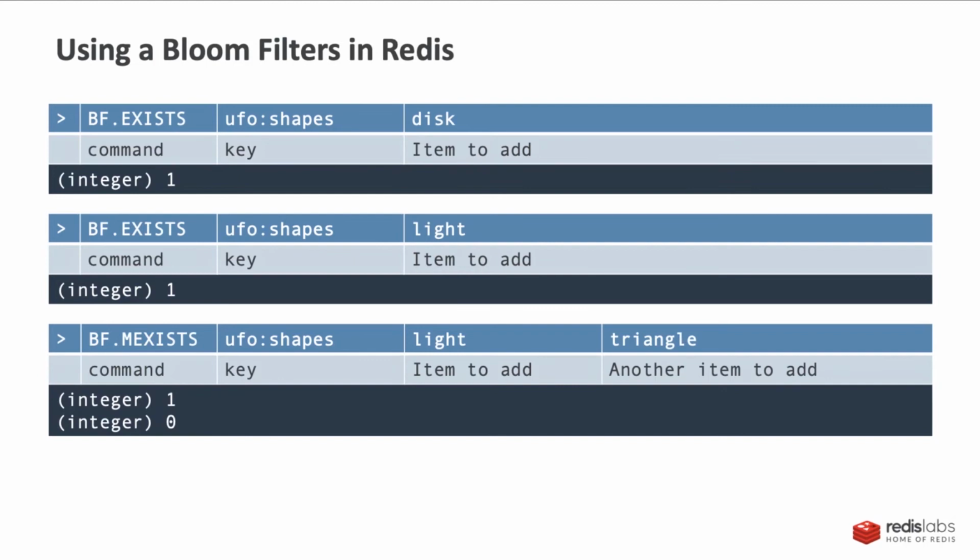Syntactic sugar. To actually query the Bloom filter, there's 2 commands: exists and mexists. And it's really simple to use. You just say, is disk in the Bloom filter? And it'll say 1 or 0.